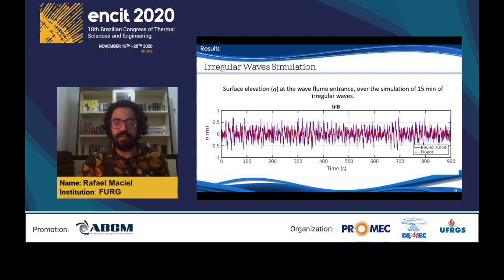Here we have the surface elevation at the entrance of the wave flume. The blue line represents the elevation obtained through the conversion of the spectrum obtained from Tomawac, and the red line corresponds to the surface elevation simulated by Fluent. It is possible to notice that the waves represented by Fluent have a slightly lower peak than the ones from Tomawac. The root mean square error for this simulation was 0.12.